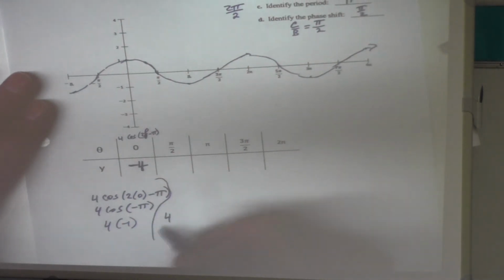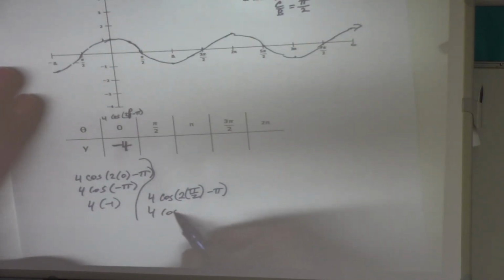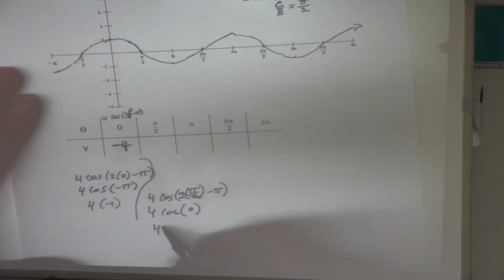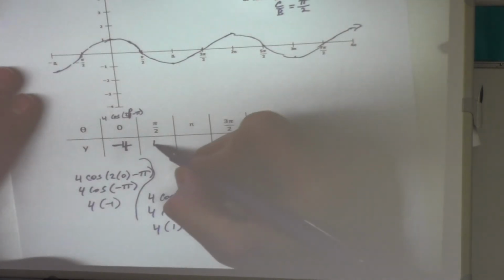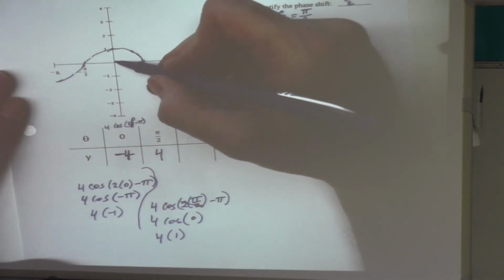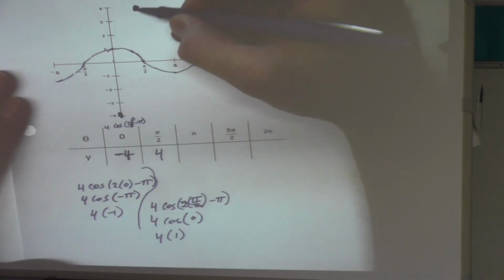4 cosine 2 pi over 2 minus pi. So that's 4 cosine. Well, the 2's cancel out, and we have pi take away pi, and so that's 0. And the cosine at 0 is a positive 1. So cosine of 0 is 1. 4 times 1 is 4. I'm thinking 4, I'm writing a 4. Right. So if I'm graphing that right now, I'm at 0, and I go down to negative 4. I'm at pi over 2, and I'm up at 4.